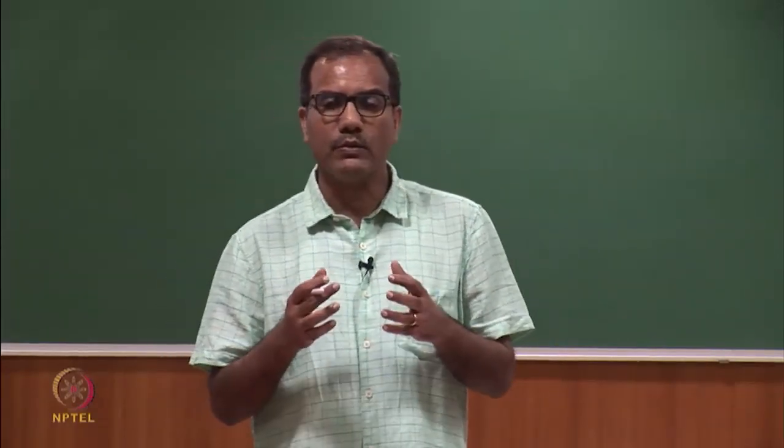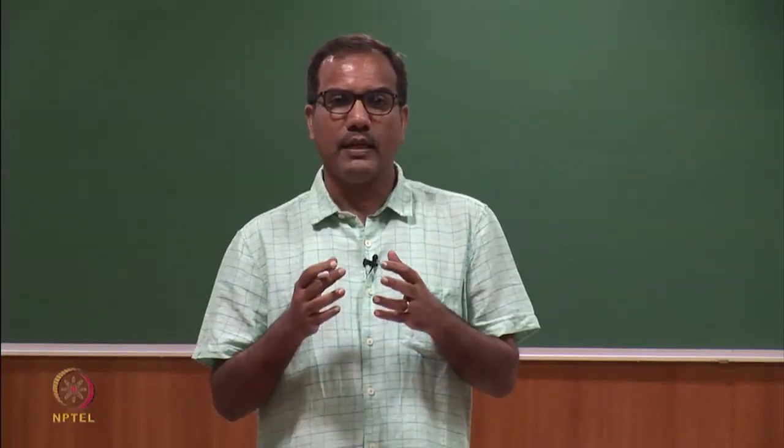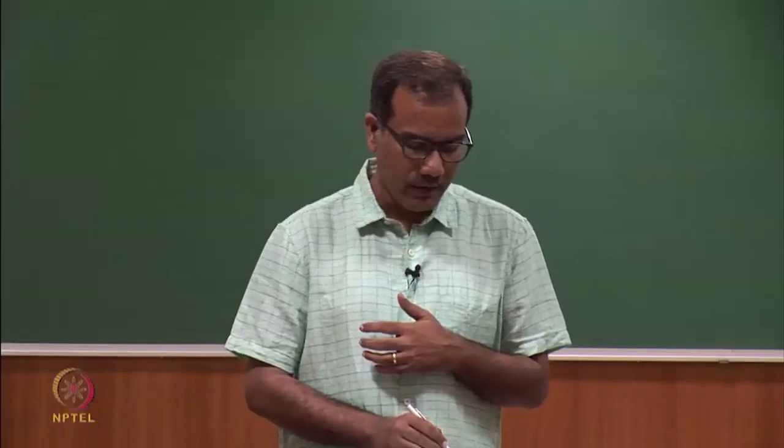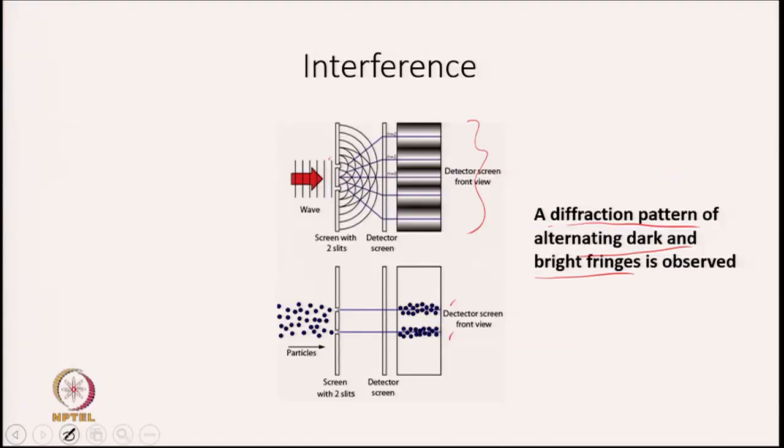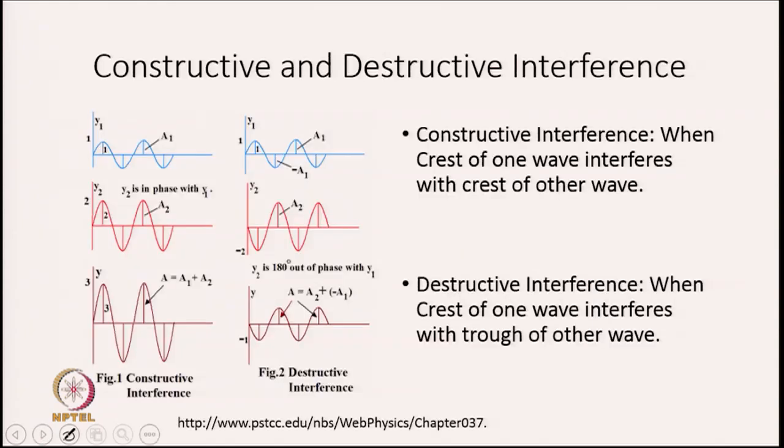So, now think about why this pattern of alternating dark and bright fringes is observed. Think of two waves in the same phase, y1 and y2, but of different amplitude. When they are in the same place, they will add to each other, or enhance each other, and it will lead to constructive interference, and you will get this kind of wave.